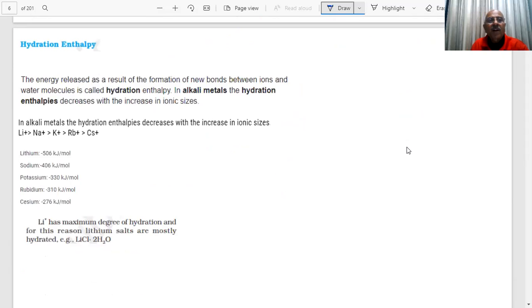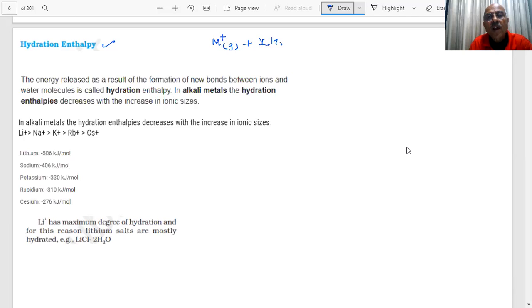Next, talking of hydration enthalpy, students. Yes, sir. What is hydration enthalpy? Can you tell me what is hydration enthalpy, students? What is hydration enthalpy, students? The amount of energy needed if you put them in water, hydration.